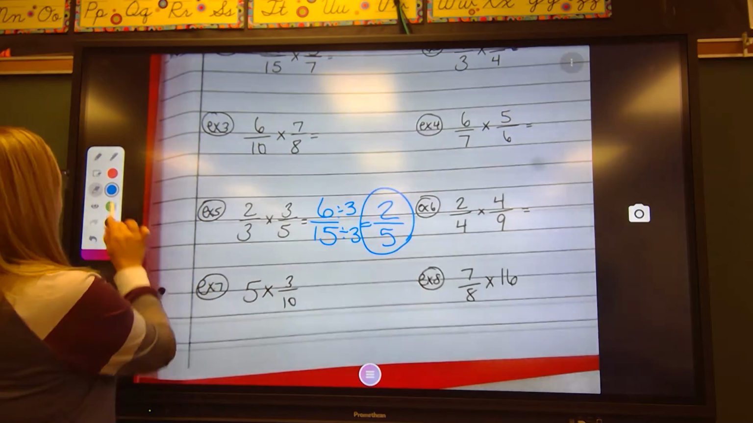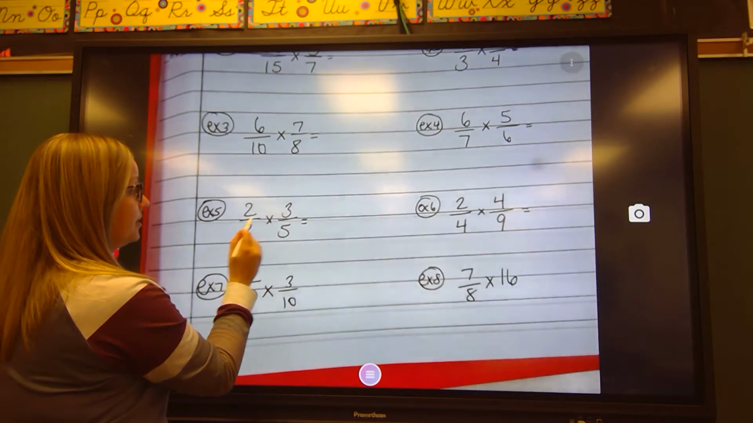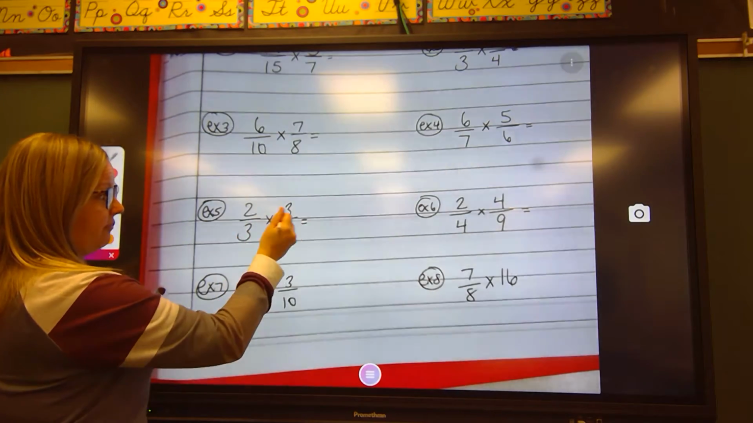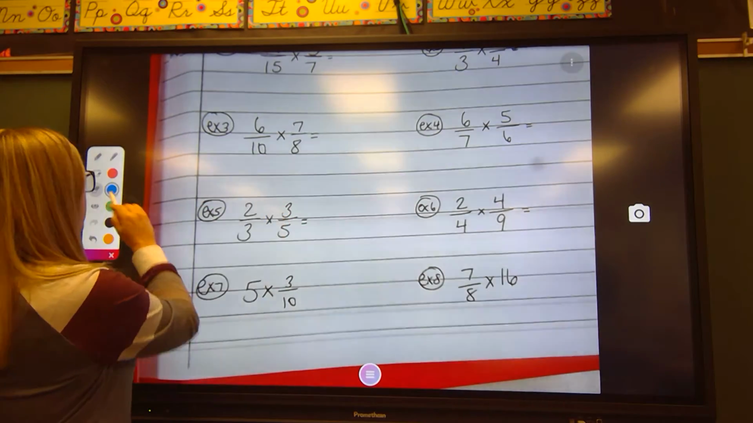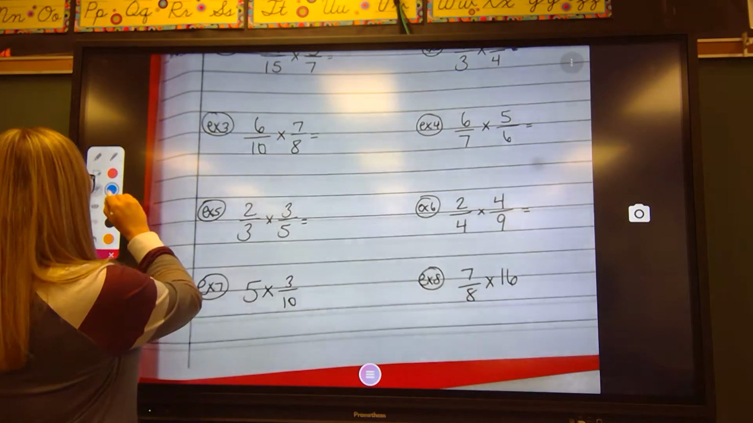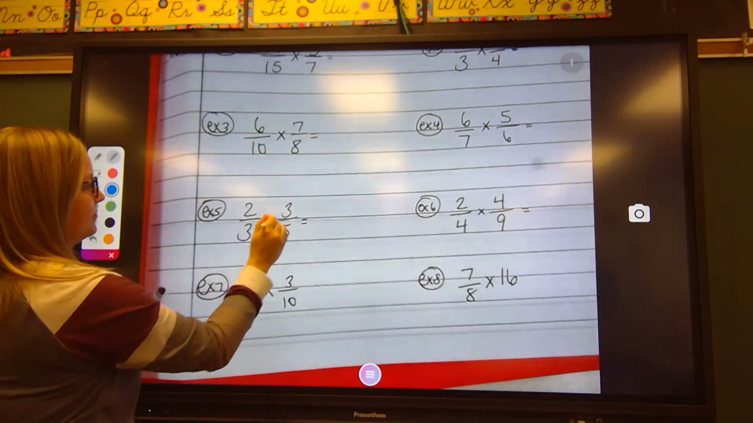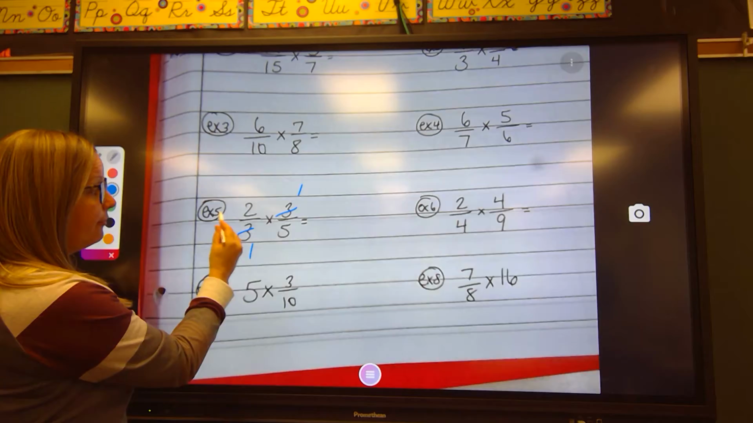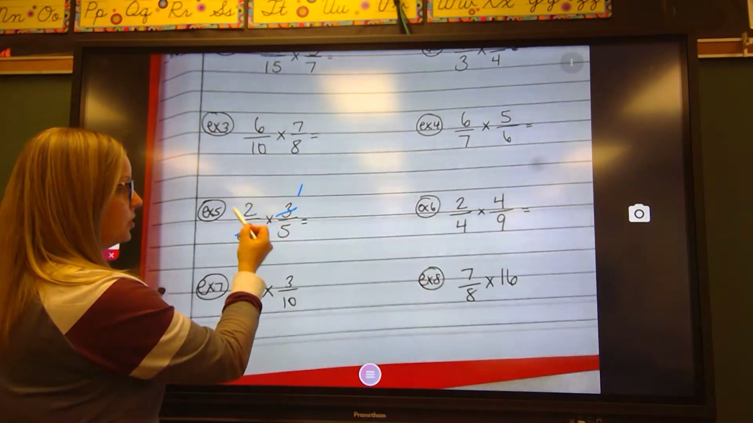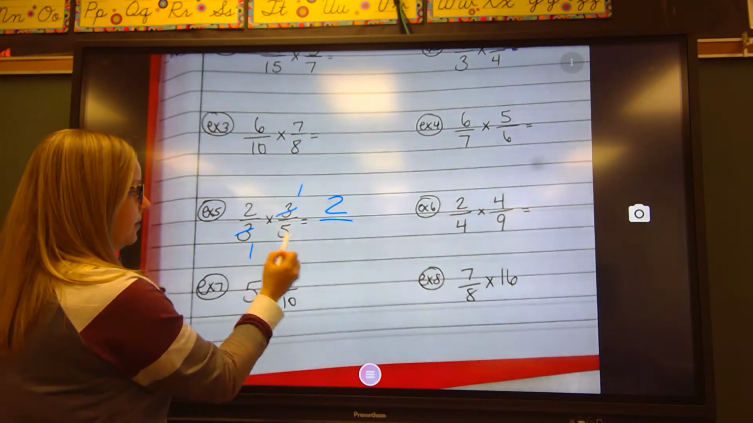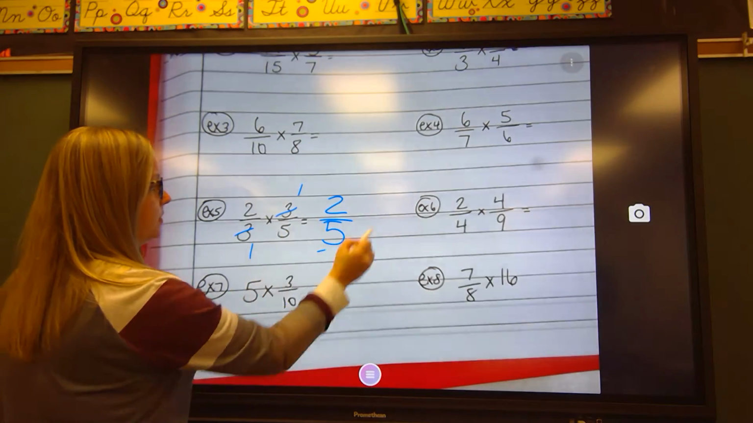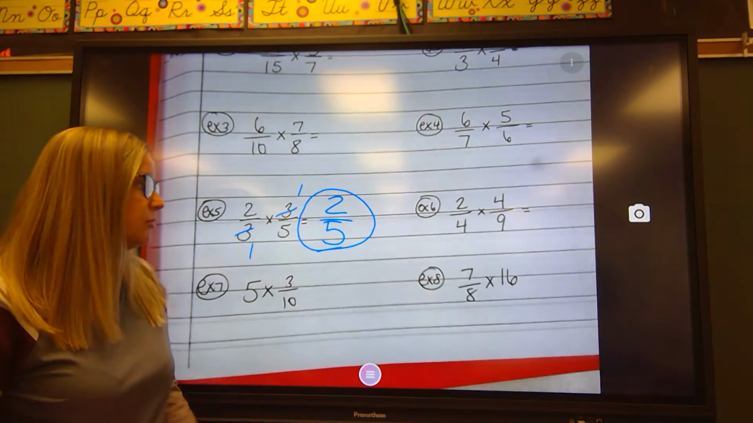Another way to do it would be to simplify these. They're the same number, so I'm going to divide them by themselves. So I get 1. And 2 and 5 can't be simplified, so I go top times top, 2, 1 times 5, 5, bottom times bottom, and I get 2/5. So that's a little bit faster way to do it.